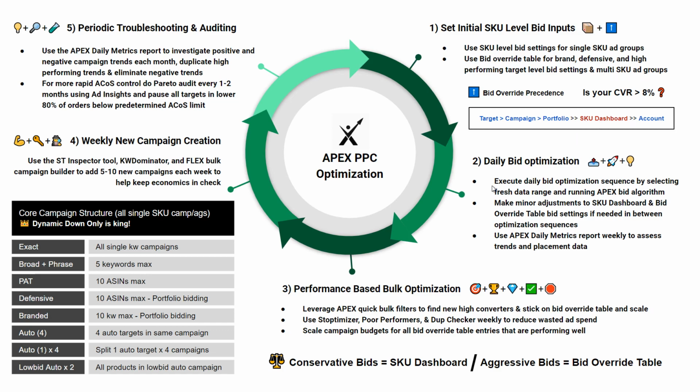In the next training video after this, we're going to walk through Apex and go over these concepts to drive them home in the system. But just know that the bid override table does take precedence over your SKU dashboard inputs, while the SKU dashboard inputs is where you want to start in setting up Apex. I do have some slides here. The next few slides go over setting up our initial SKU level bid inputs based on a few examples.